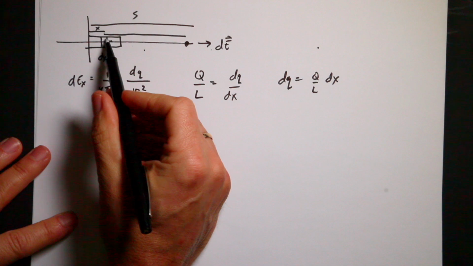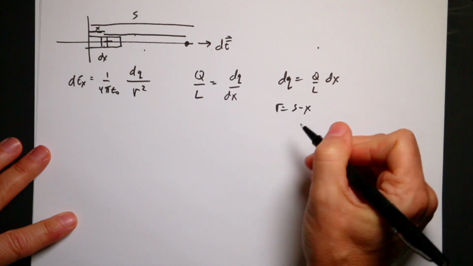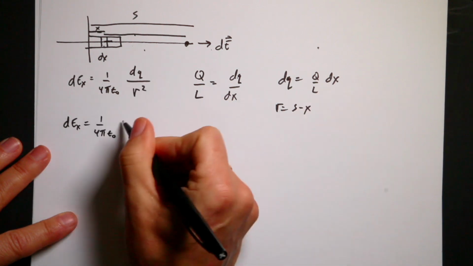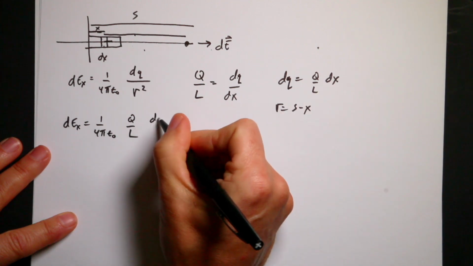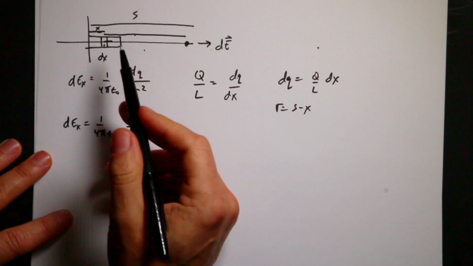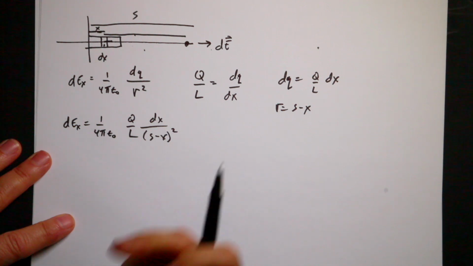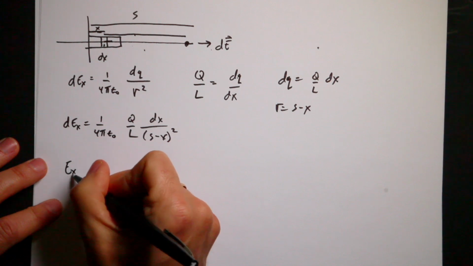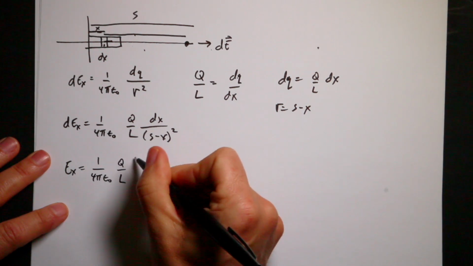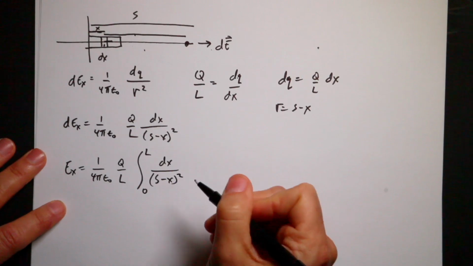So that's good. Now what about r? If this is the distance s and this is the distance x, then this distance r would be s minus x. So if I put that in, I get dEx equals 1 over 4 pi epsilon naught, dq is going to be q over L dx, and then I get s minus x quantity squared. So that's my electric field due to one small piece in here. Now I just need to add up all the pieces, and since I want to take the limit as the piece size goes to 0 and the number goes to infinity, that makes it an integral. So I can say Ex equals the integral 1 over 4 pi epsilon naught q over L from 0 to L dx over s minus x quantity squared.